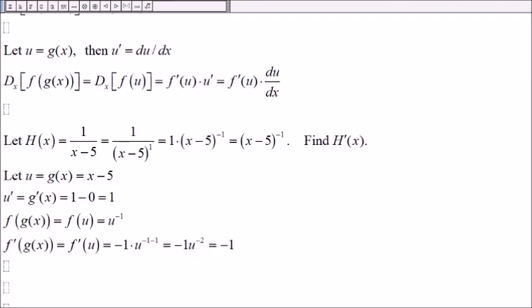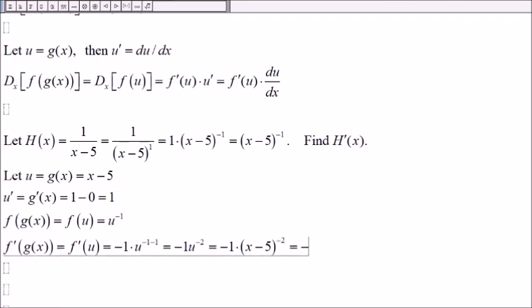And this will be negative 1 times, u is x minus pi, and then negative 2, which is just negative x minus pi.